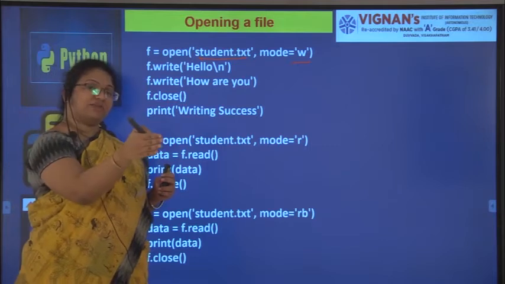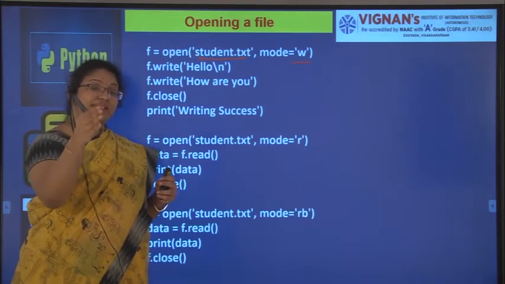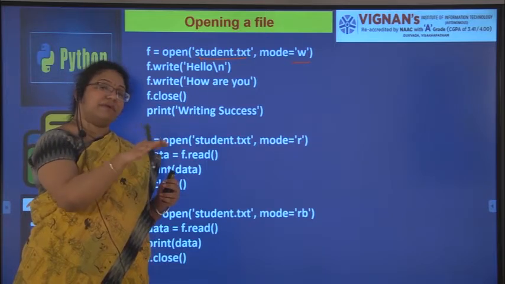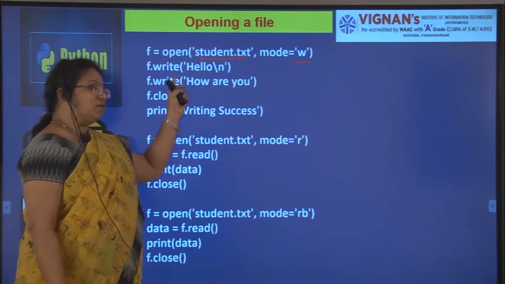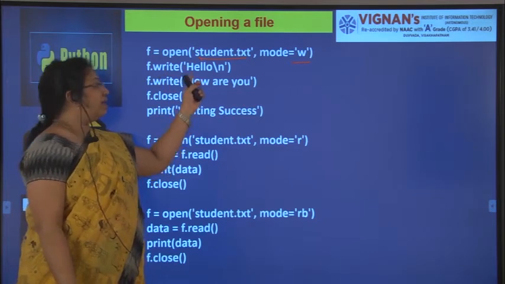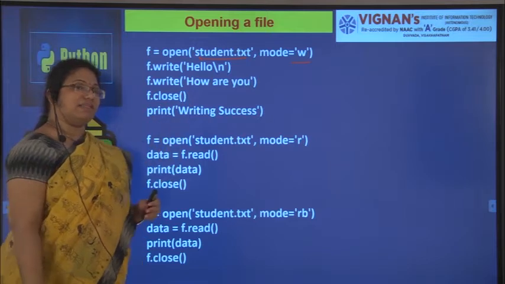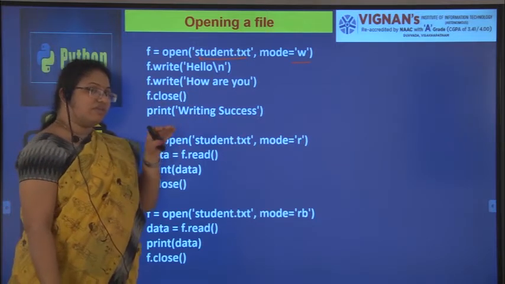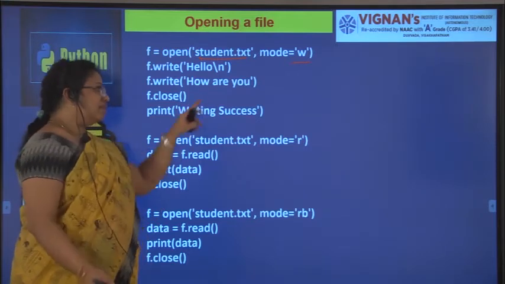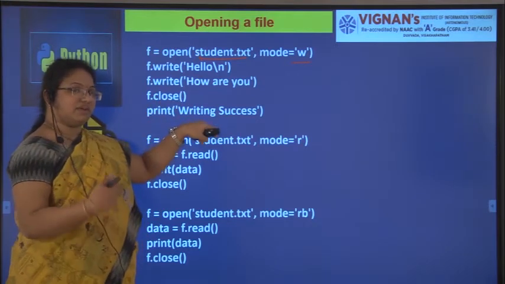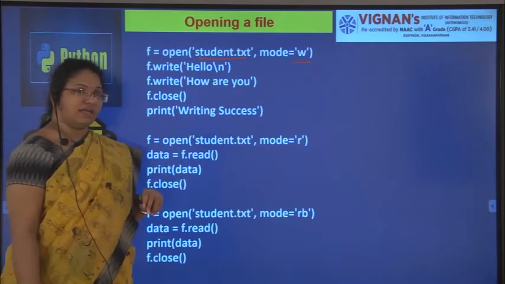If the file is present, it is going to open the file in write mode, and the content that is already present will be overwritten. Now, I am going to write something, so I am going to use the method f.write. The content is hello\n, how are you? This is the content I want to place in the file. f.close is going to close your file. Next, print writing success. This is for us, to know that whatever we had done is a success.